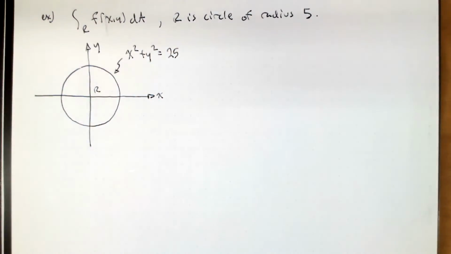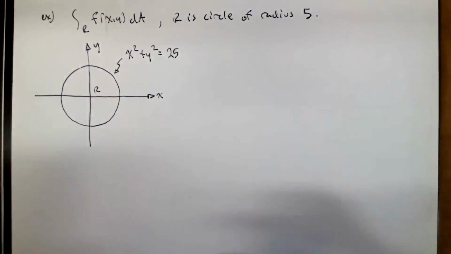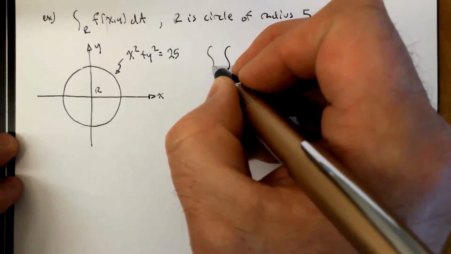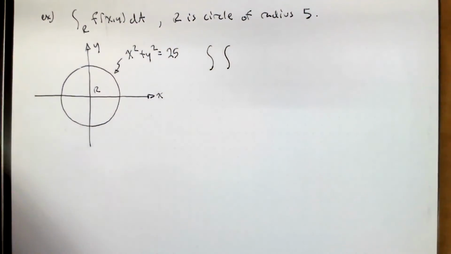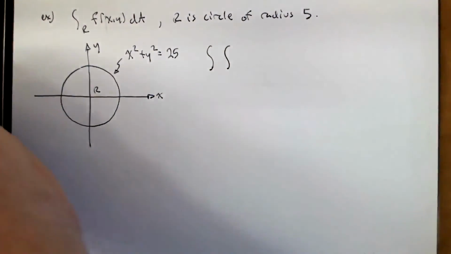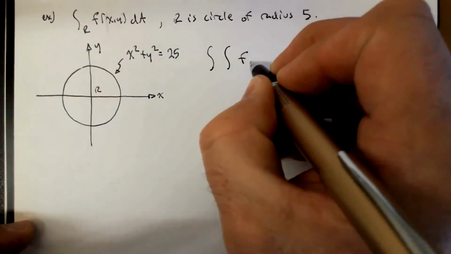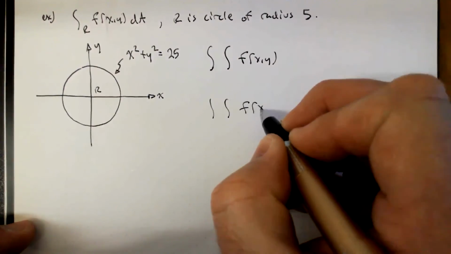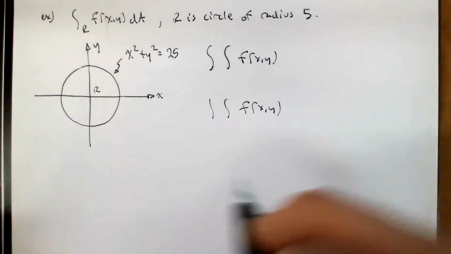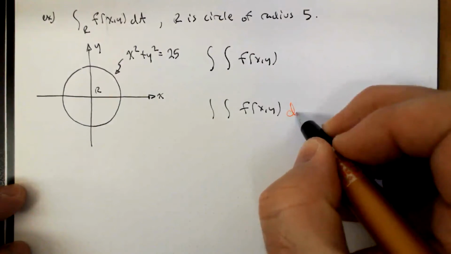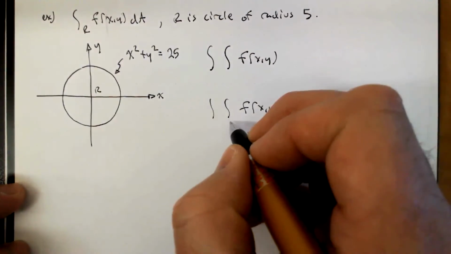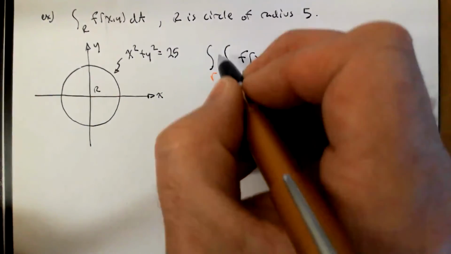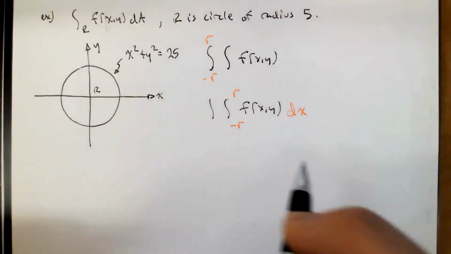So if I want to make a double integral for this region, if I want to get the whole circle, I can make a dy dx integral or a dx dy integral. In this case, x will go from negative r up to r, and y will go from negative r to r as well, because I'm asking for the entire circle.